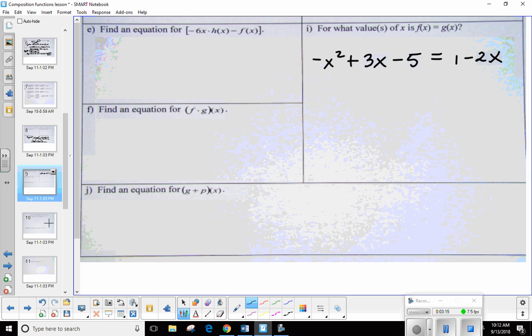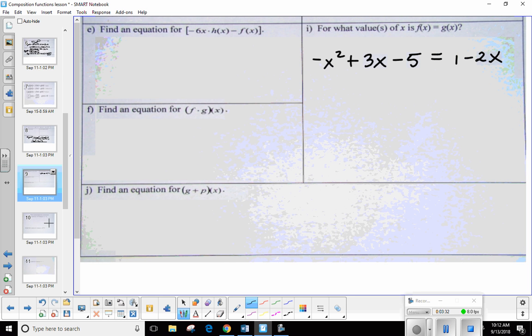Okay. So how would you guys like to do this? What method sounded the best to you? So I'll let you guys decide. You want to complete the square? Oh, I'm so happy, yay. Again, good choice, good choice.